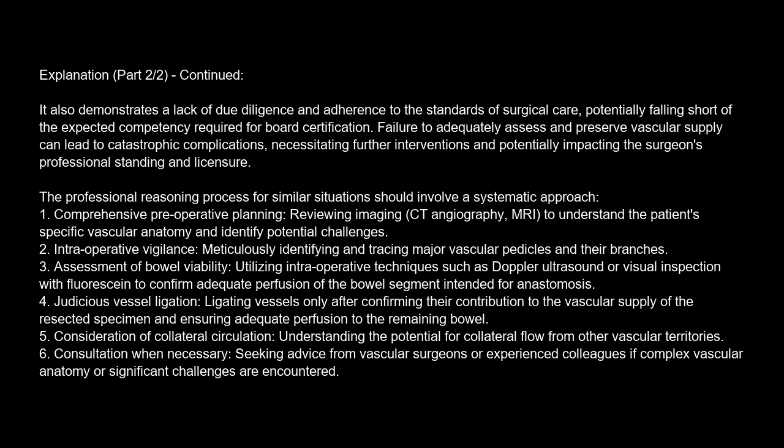Failure to adequately assess and preserve vascular supply can lead to catastrophic complications, necessitating further interventions and potentially impacting the surgeon's professional standing and licensure. The professional reasoning process for similar situations should involve a systematic approach. 1. Comprehensive preoperative planning, reviewing imaging (CT angiography, MRI) to understand the patient's specific vascular anatomy and identify potential challenges.